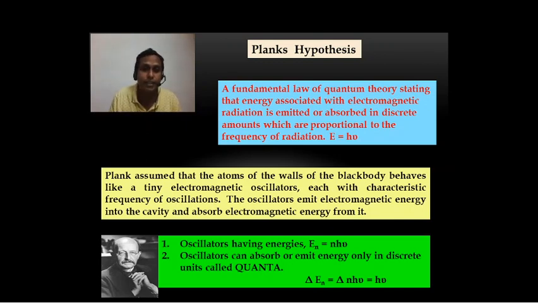That is, delta En = delta of n h nu. For example, for delta n = 1, what we get is h nu. So oscillators can absorb or emit energy in discrete units called quanta. These are the two Planck hypotheses. Based on these hypotheses, we derived the Planck's radiation formula, which we already discussed in the previous class.